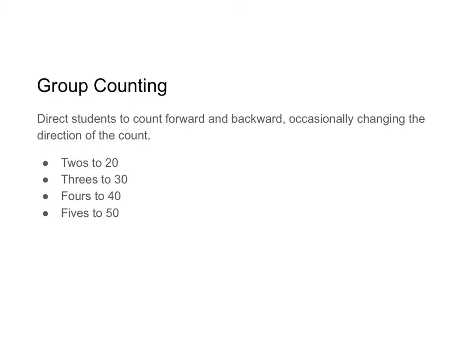All right, so we're going to count by 2s to 20. So here we go. 2, 4, 6, 8. Let's go backwards from 8. 8, 6, 4, 2. And let's go forward again. 2, 4, 6, 8, 10, 12, 14, 16, 18.